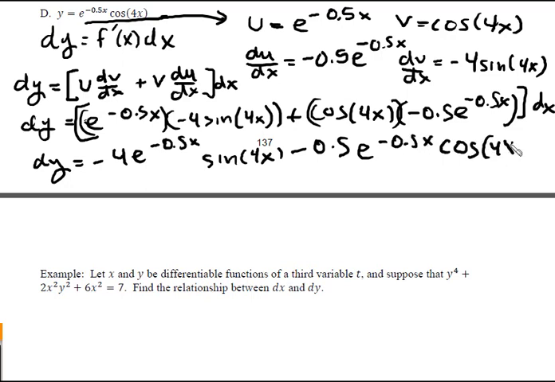I know some of you out there in this class would want to try to factor something out. I mean, you can factor out whatever you want, but you're actually done here. I won't ask you to simplify anything more than that. So that is the end of page 137, and I will see you in the next video.